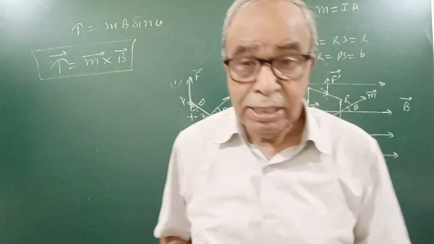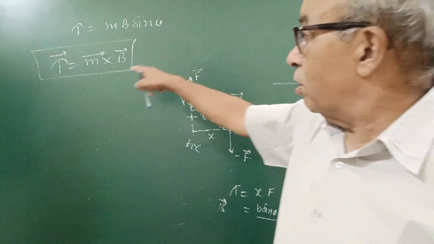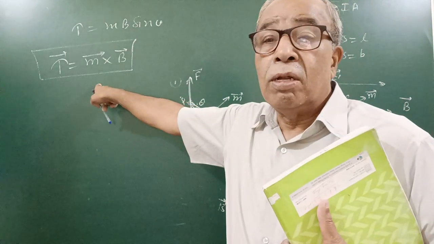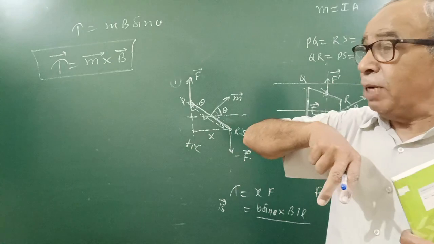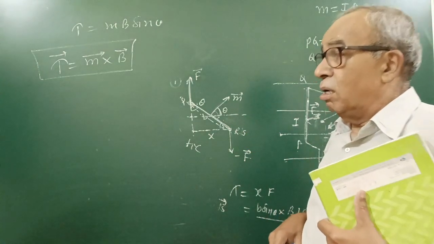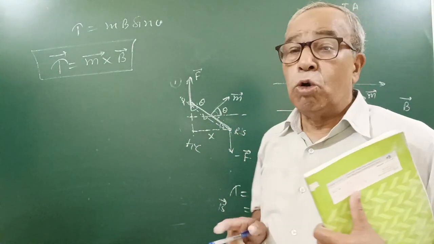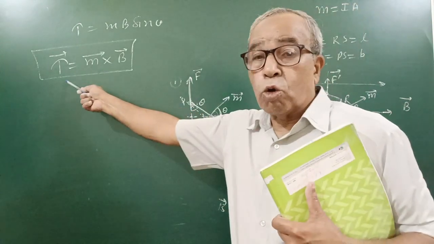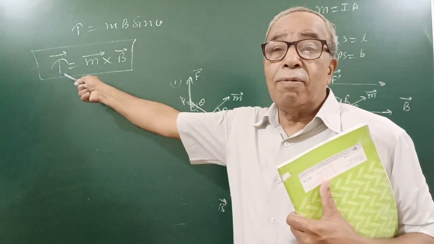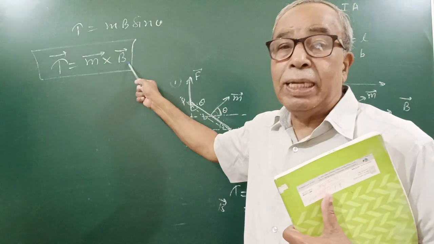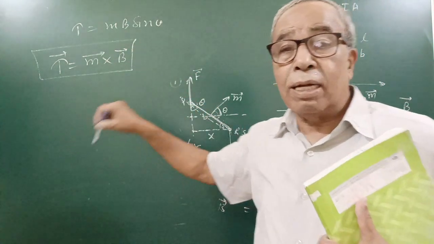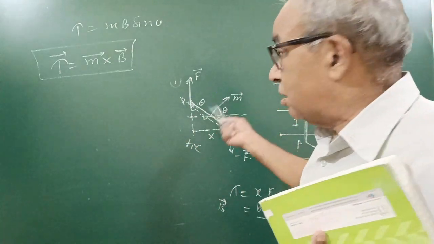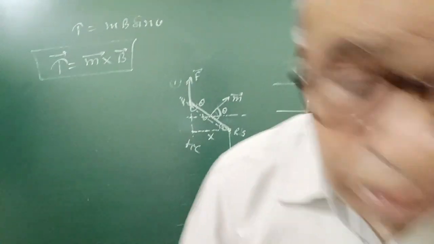This is very important here to understand the direction of torque. There is a question in our NCERT book which cannot be explained by us if we don't know the direction of torque. Torque is always at right angle to M and B and is determined by using the right hand screw rule. I will take the coming topics later on in the next video.